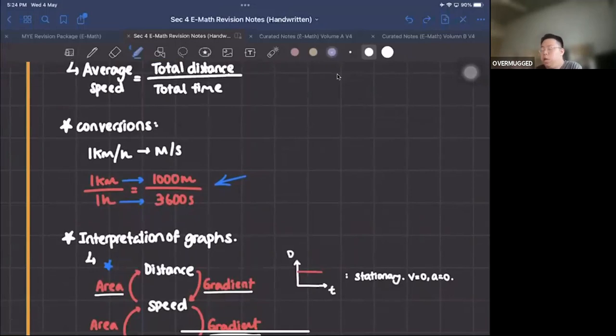When you're doing conversions, a lot of students go and memorize the conversion. I tell my own students, please don't ever do that. Do it step by step. Let me show you a demonstration here.